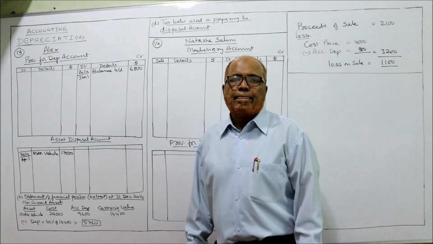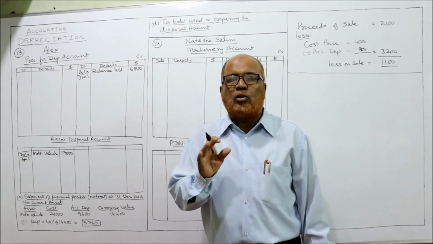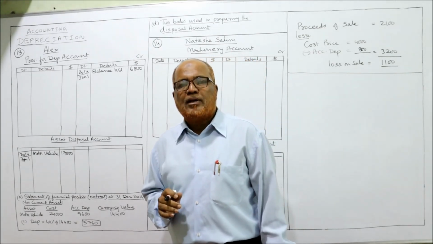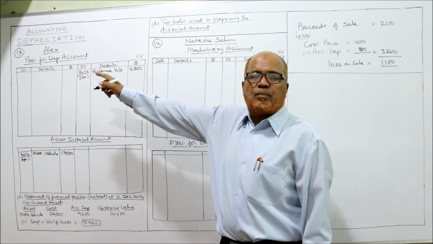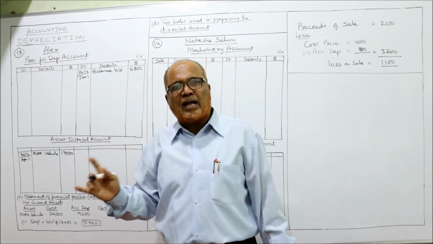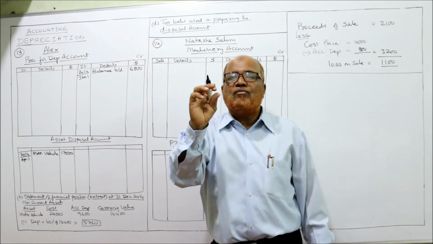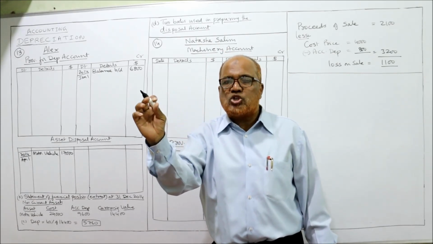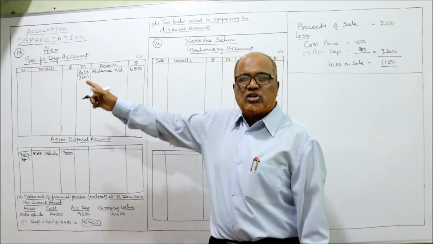Second entry will be transfer the provision for depreciation on that motor vehicle which was sold. The first motor vehicle was sold. On that first motor vehicle, how much was the provision for depreciation? 6,800. That will be transferred to asset disposal. Entry will be provision for depreciation account debit, asset disposal credit. The provision will be debited.